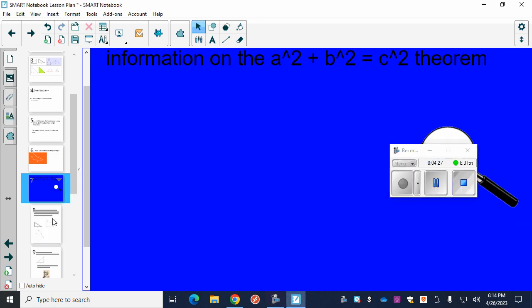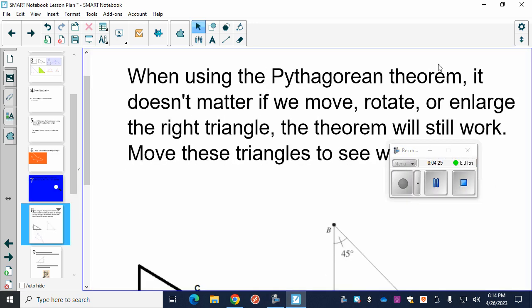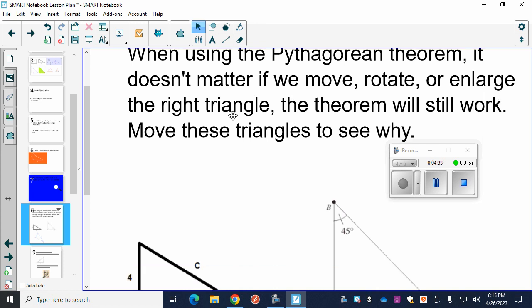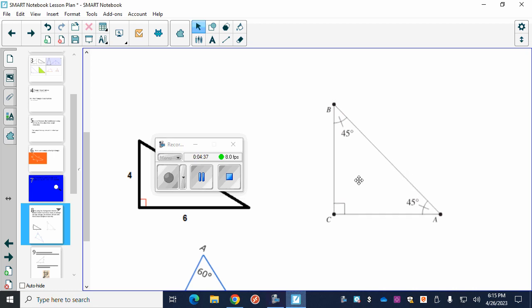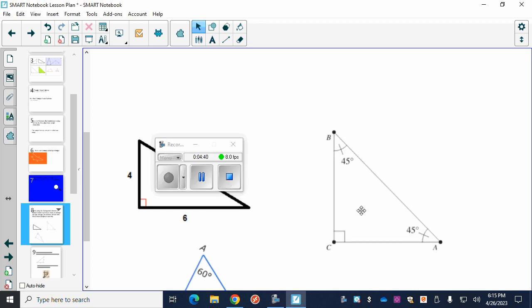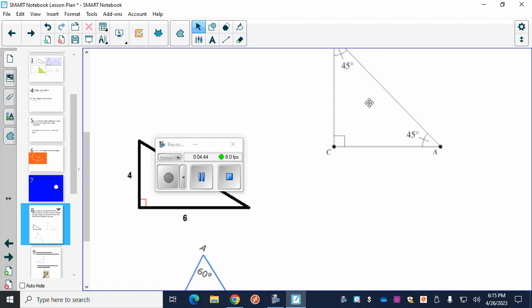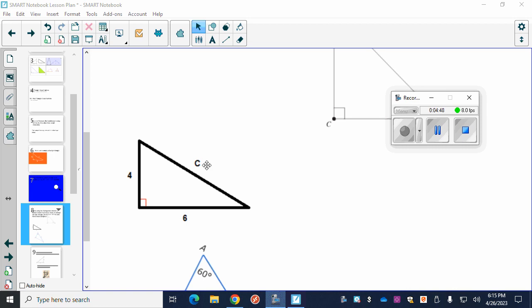That's neat. When using the Pythagorean theorem, it doesn't matter if we move, rotate, or enlarge the right triangle, the theorem will still work. Move these triangles to see why. Okay, well, I can't move this one left to right, but I can move it up and down. And notice that it still stays the same right triangle. So I'm going to say that that does work. That is still going to follow the Pythagorean theorem.